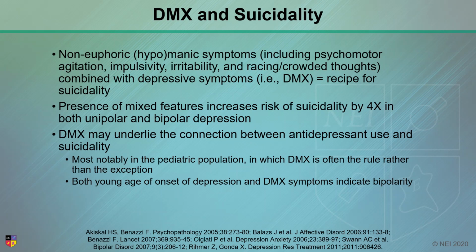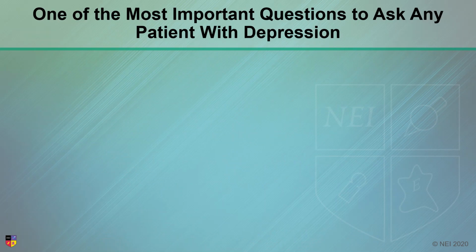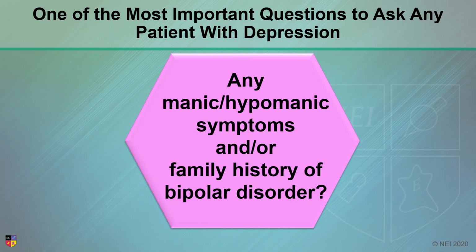Because again, young age of onset of depression and depression with mixed feature symptoms indicate a kind of bipolarity, and this is something that may explain why there is a subset of patients that react very poorly to antidepressants, aka the monoamine agonists, aka SRIs, SNRIs, MAOIs, TCAs, and that can lead to suicidality.